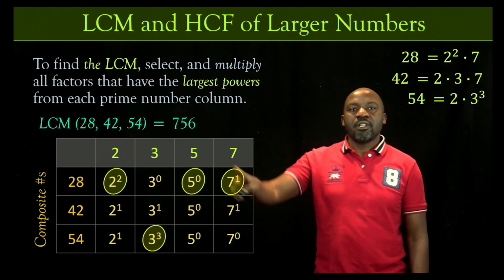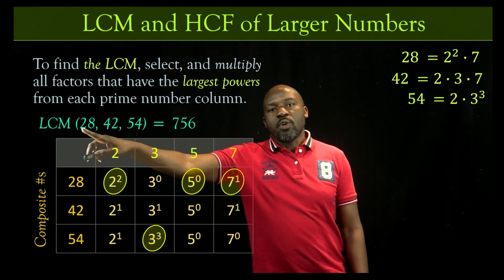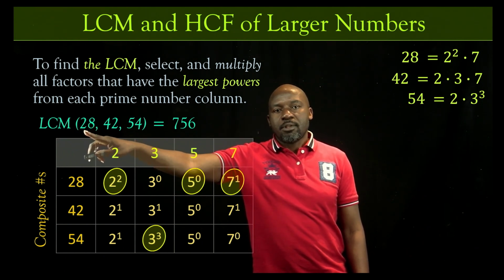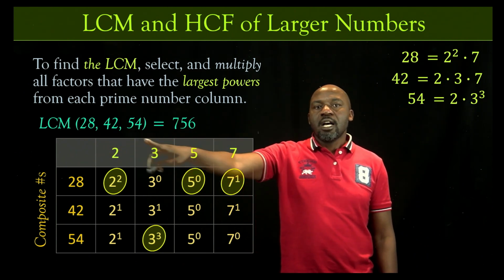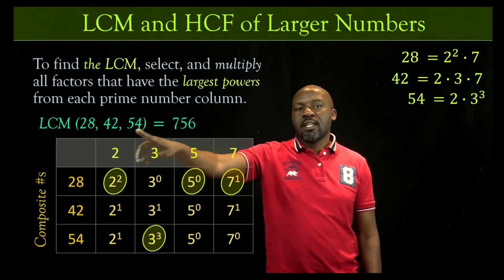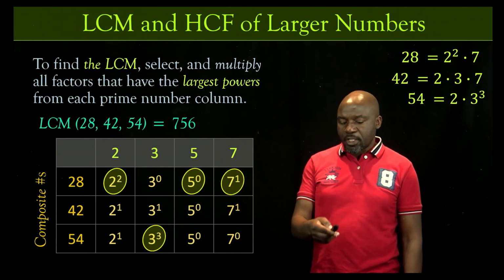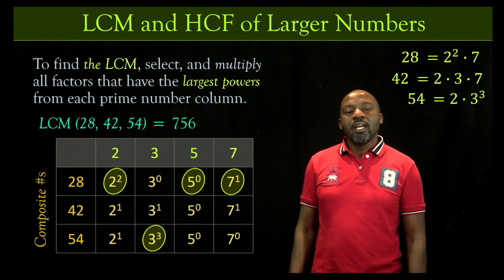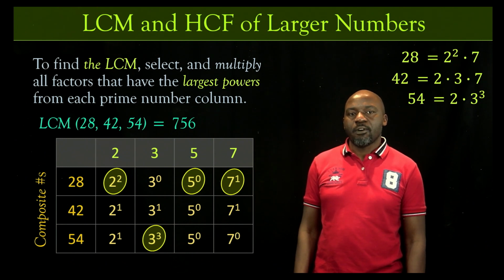Okay, it would be very, very tedious to try and list all this, 28 times 1, 28 times 2, 28 times 3, all the way up to 756, and then do the same for 42, and that's very, very tedious work that we do not intend to do. Okay, and so that's how we find the LCM of 28, 42, and 54.